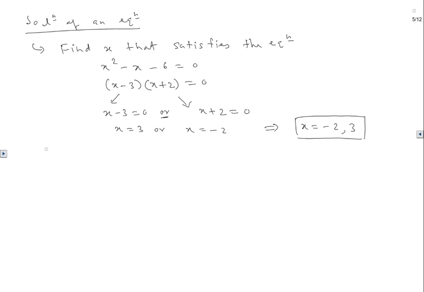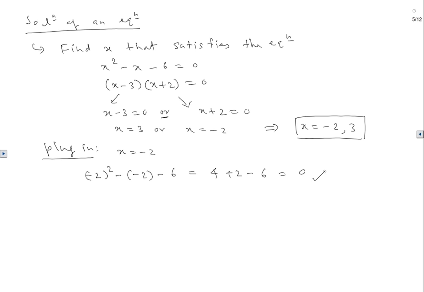So let's plug in x equals -2. Wherever you see x, that means it's going to be -2 squared, that's the first one, minus -2 minus 6. Let's simplify: -2 squared means 4, minus -2 means +2, minus 6. You can see that simply gives you 0, so that means it satisfies the equation.